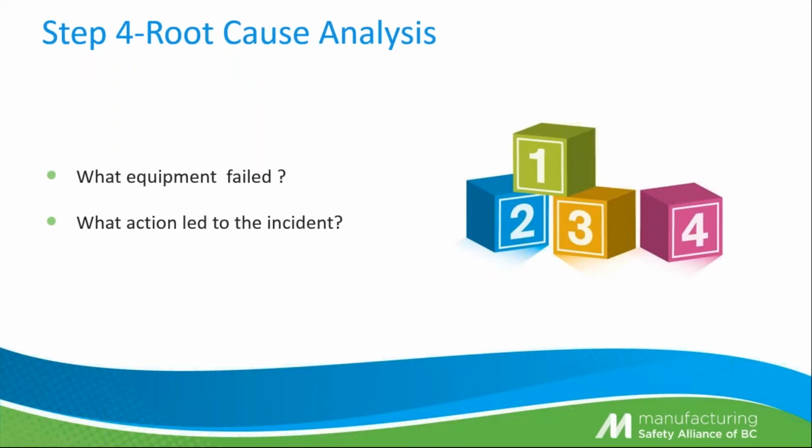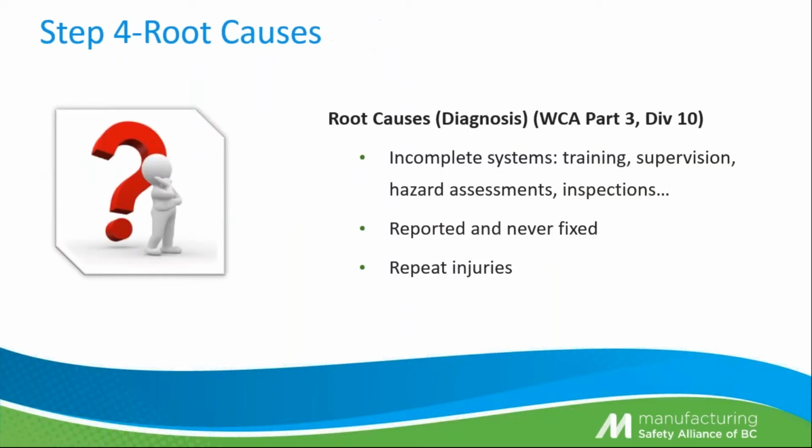When we're looking at causal factors, it boils down to two questions: what equipment failed and what action led to the incident. So when you're coming to a root cause analysis portion of your investigation, one of the ways to check to see if you found a root cause is ask the question, if I removed this root cause, would the incident go away? If that's not the case, you're dealing with immediate conditions, not root causes. So keep that in mind.